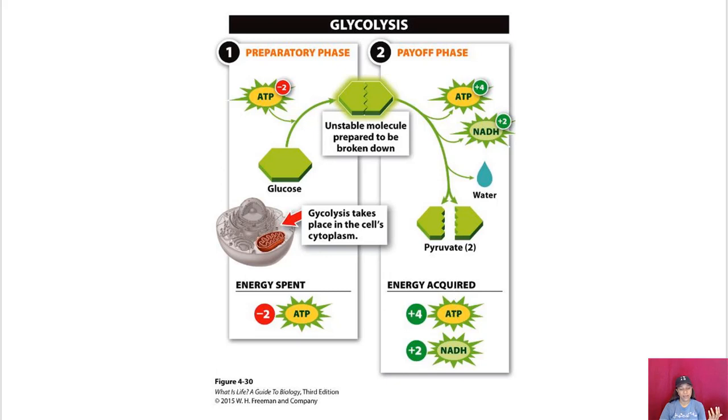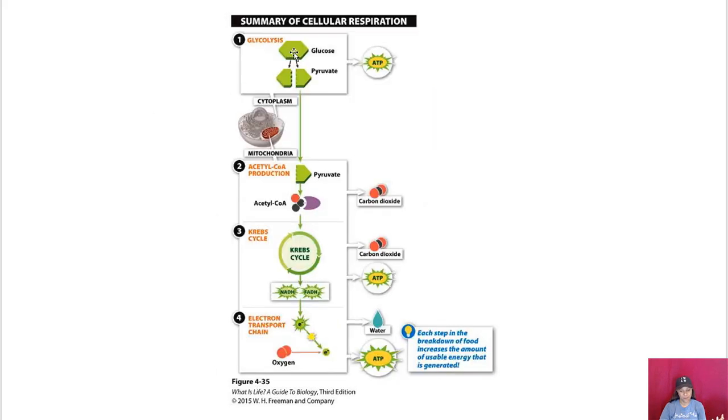But we can go a step further, and we can actually put those 2-pyruvate into our mitochondria, and now we can start to wring out more ATP, right? And so here we're looking at what that process looks like.